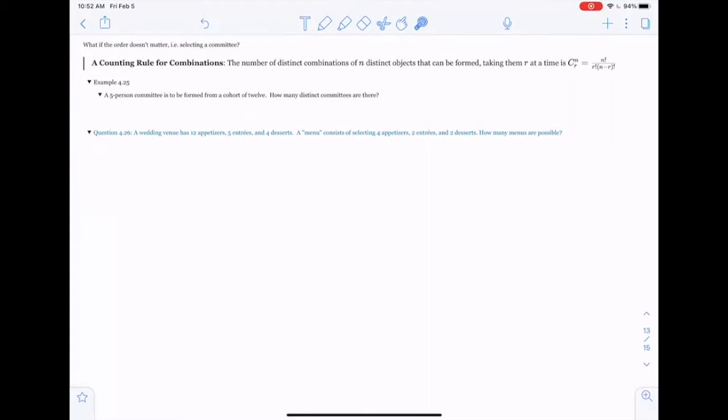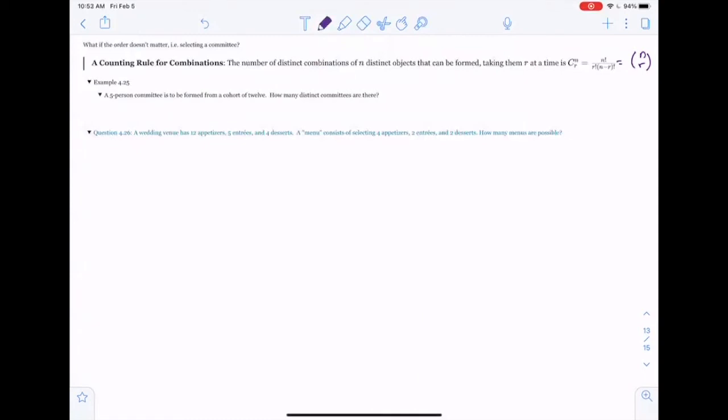So the number of distinct combinations, right, where we don't care about the order of n distinct objects, taking r at a time, is what we call n choose r or nCr, and it's very close to the permutation one. It's n factorial. This time we divide by r factorial and n minus r factorial. There is an alternate notation we might see, and it's this kind of parenthetical notation. I'll make that parentheses a little bit better.